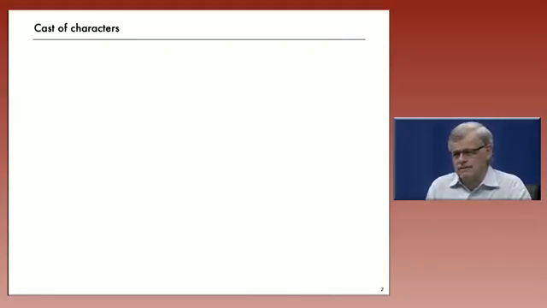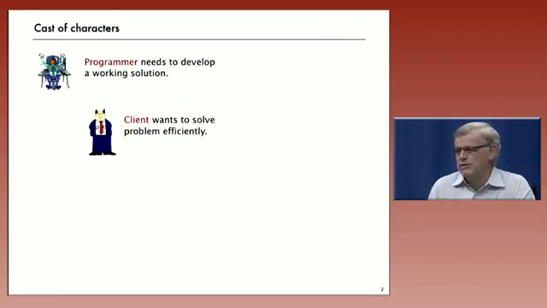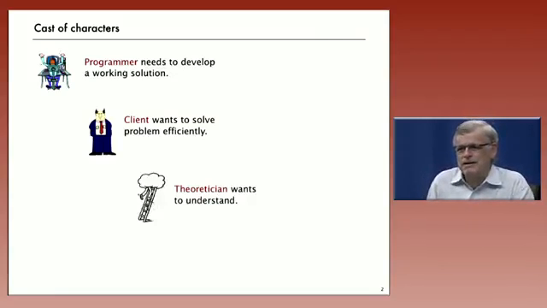So to put this all in perspective, we're going to think about these issues from the point of view of different types of characters. So the first one is a programmer who needs to solve a problem and get it working and get it deployed. Second one is the client who wants to use whatever the program did to get the job done.